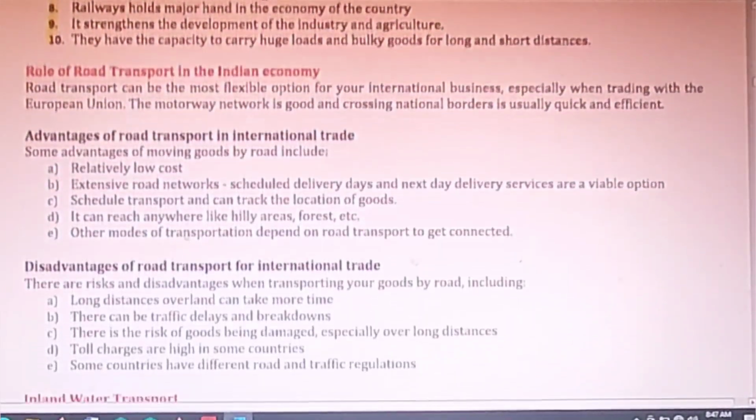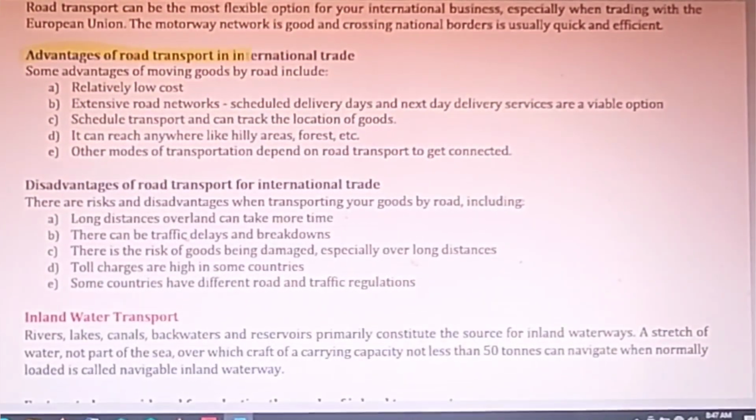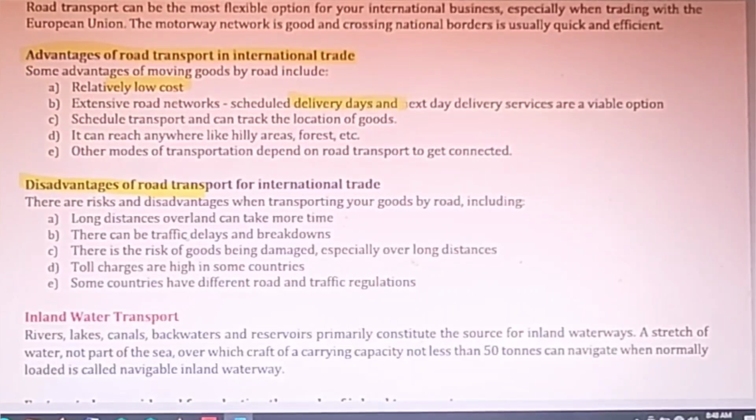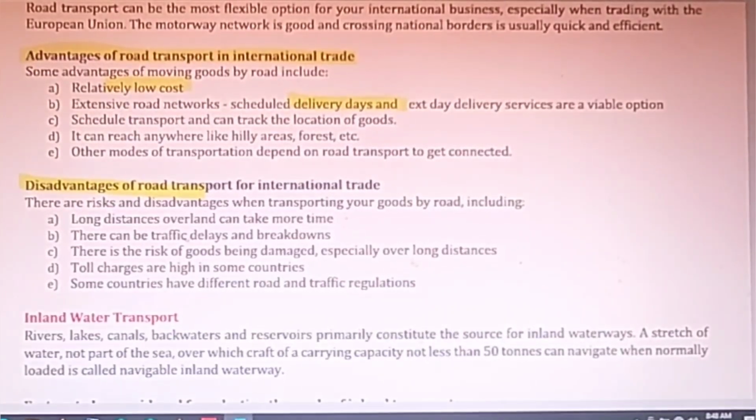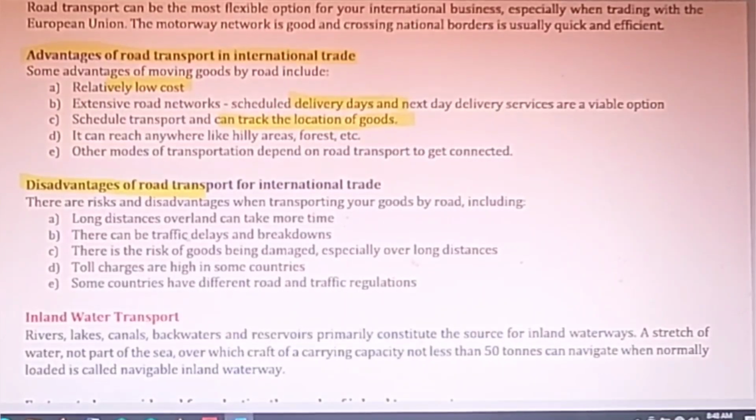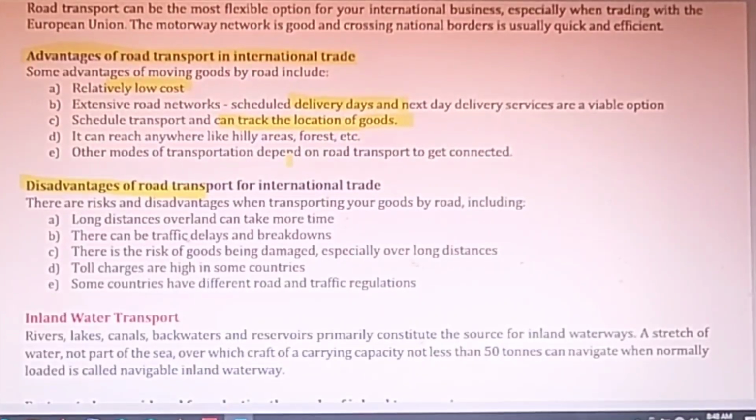Then the role of road transport in the Indian economy, and this is a very common topic. You can write about this. What are the advantages of road transport and disadvantages of road transport? Very simple one. Like, in road transportation the cost is relatively less, and delivery can be scheduled. That means it can be delivered in time, and through road transportation we can deliver products in any area, like hilly, forest, whatever it is. So this is a very important one.